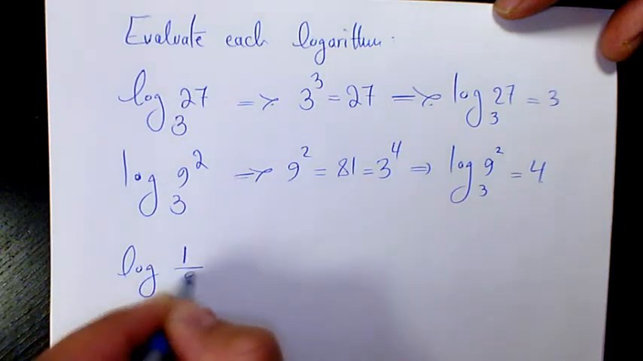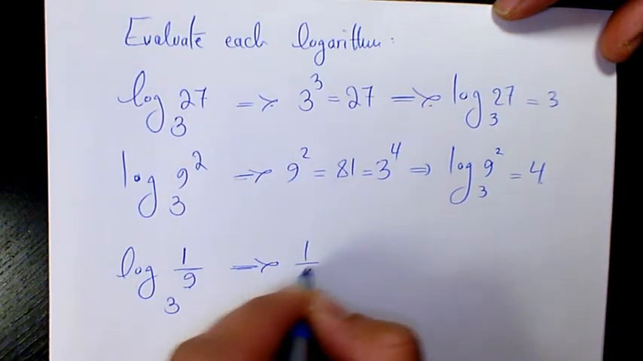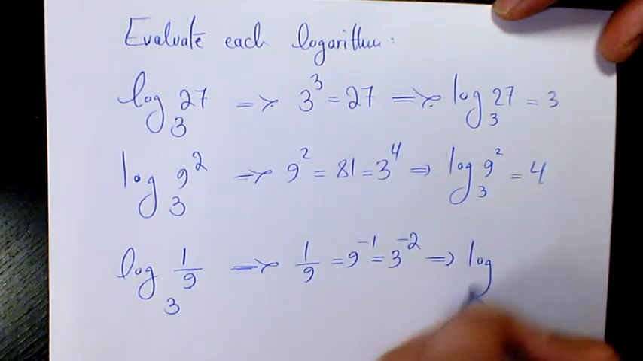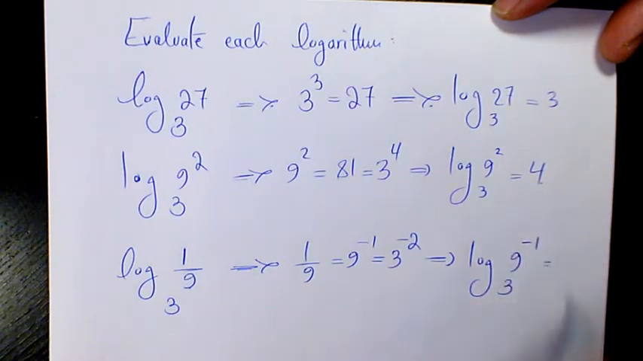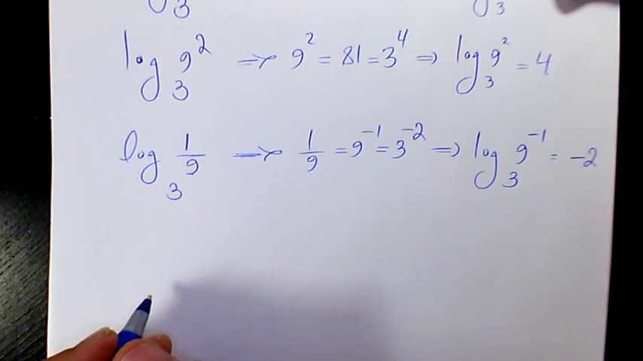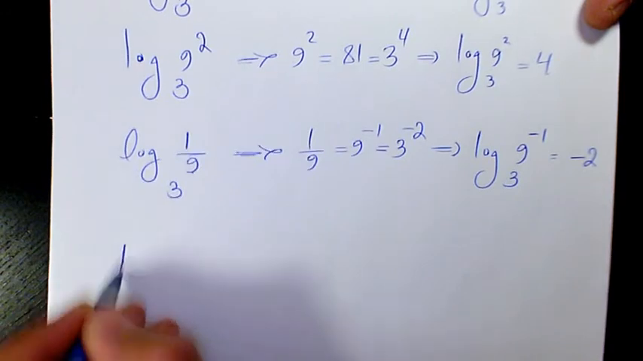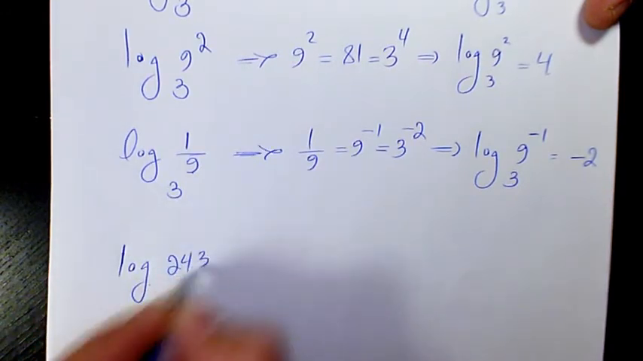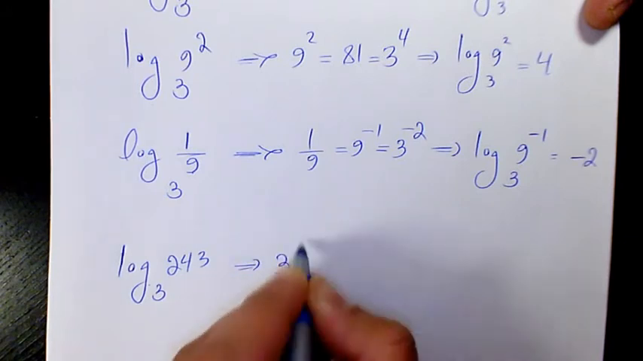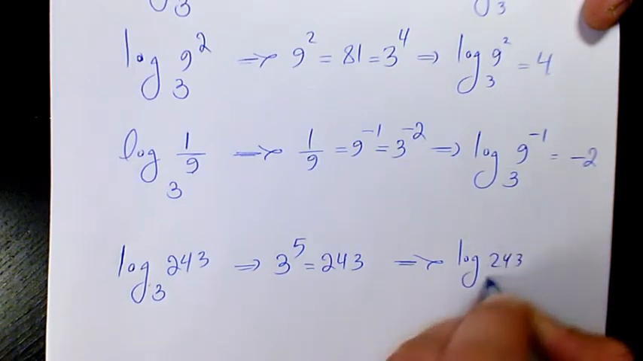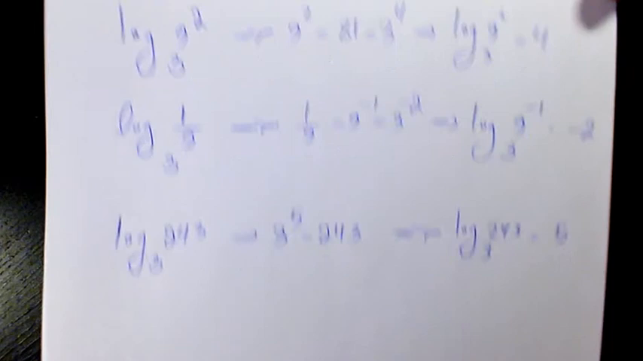Log 1 over 9 base 3. 1 over 9 is 9 to the power of negative 1 or 3 to the power of negative 2, which is going to be negative 2. Next one is going to be log 243 base 3. 3 to the power of 5 is 243. So log 243 base 3 is going to be 5.